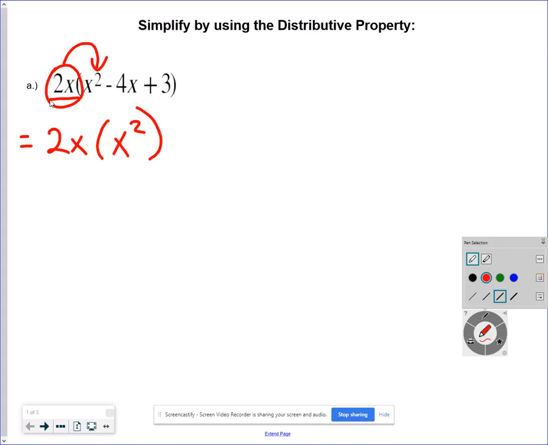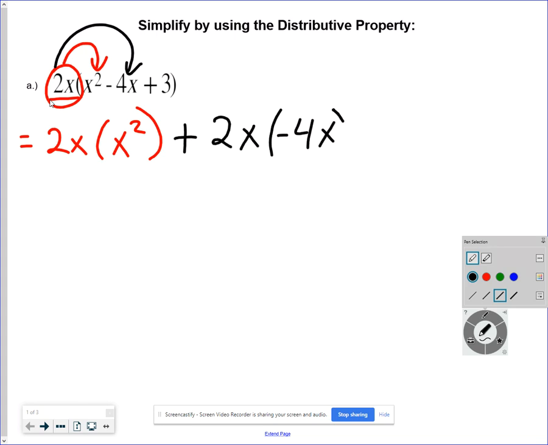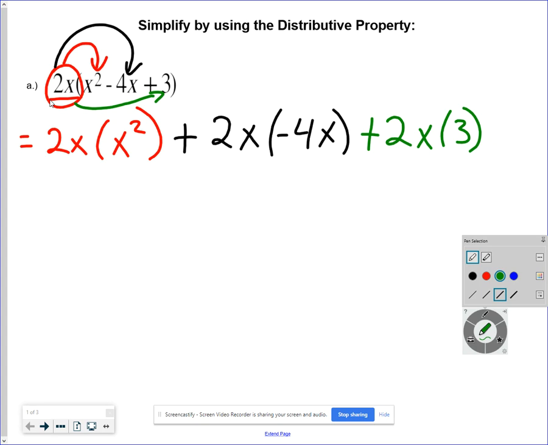We'll then take 2x and distribute it to our next term, this negative 4x, so we'll have 2x times negative 4x. And then we'll distribute it to the last term here, our 3. So then we'll have 2x times 3. And we can simplify each of these individually.